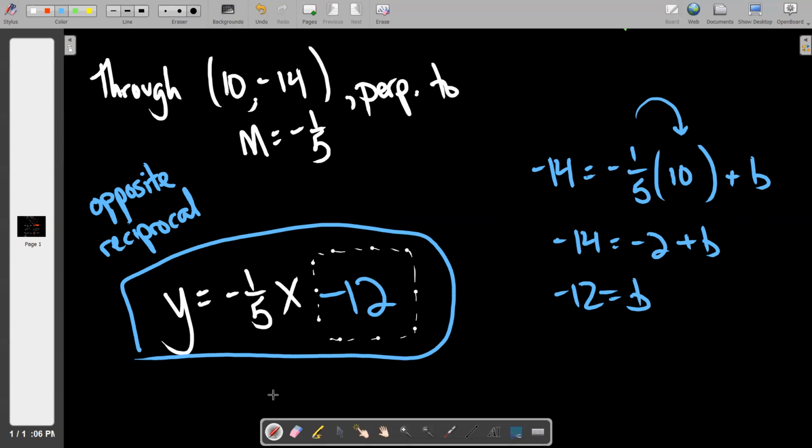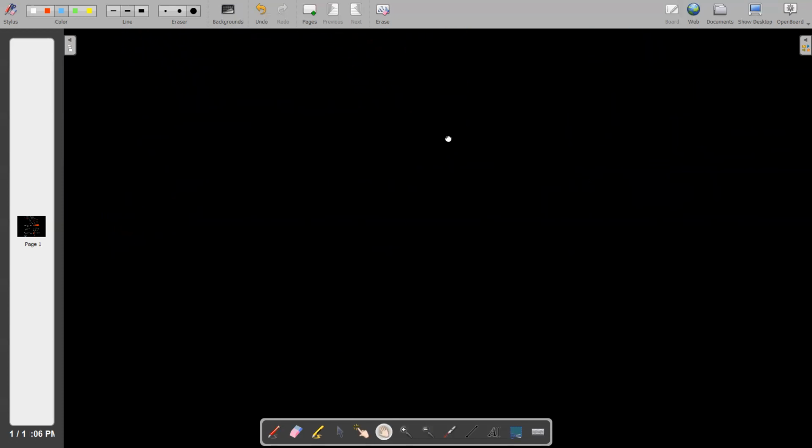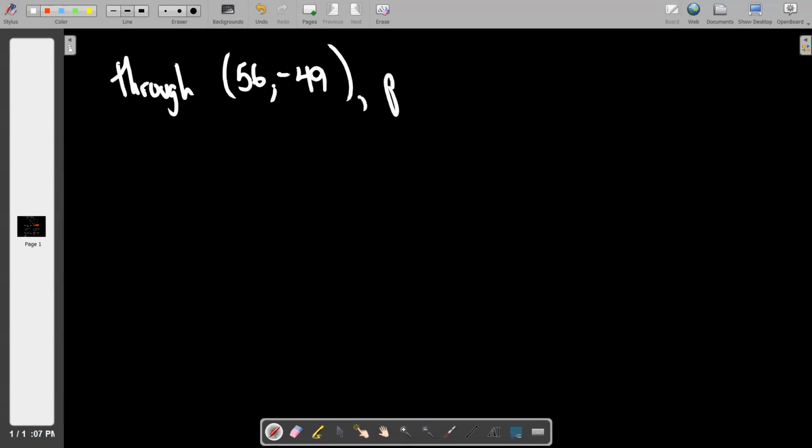Good. Okay, there's one more little trick to this, and this, oddly enough, is the easiest part that I guarantee will become the hardest part. Riddle me this. I don't know why it happens, but here we go. I want you to help me write the equation of the line that passes through the point 56, -49. It is parallel to the line x equals -13.